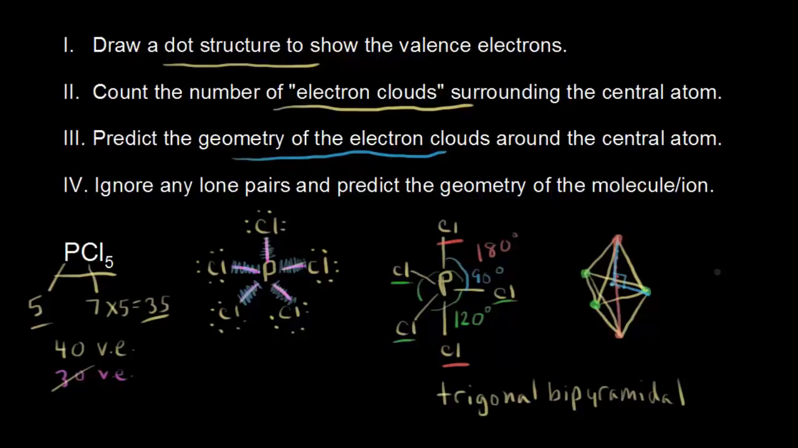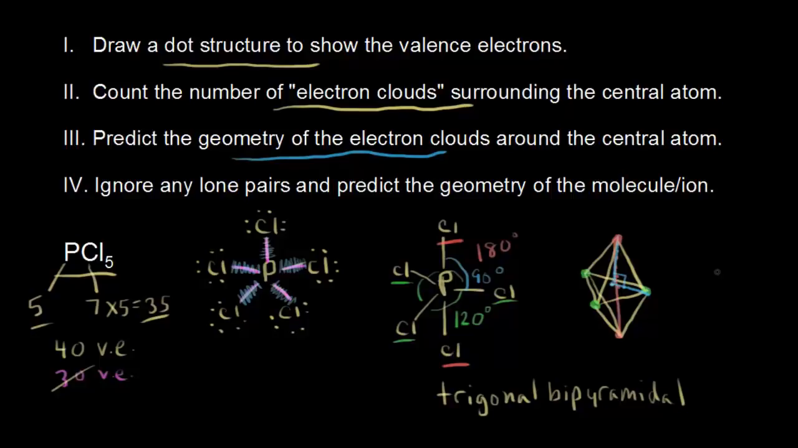And so those are your ideal bond angles for a trigonal bipyramidal situation here. It's important to understand this trigonal bipyramidal shape because all of the 5 electron cloud drawings that we're going to do are going to have the electron clouds want to take this shape. So it's important to understand those positions.